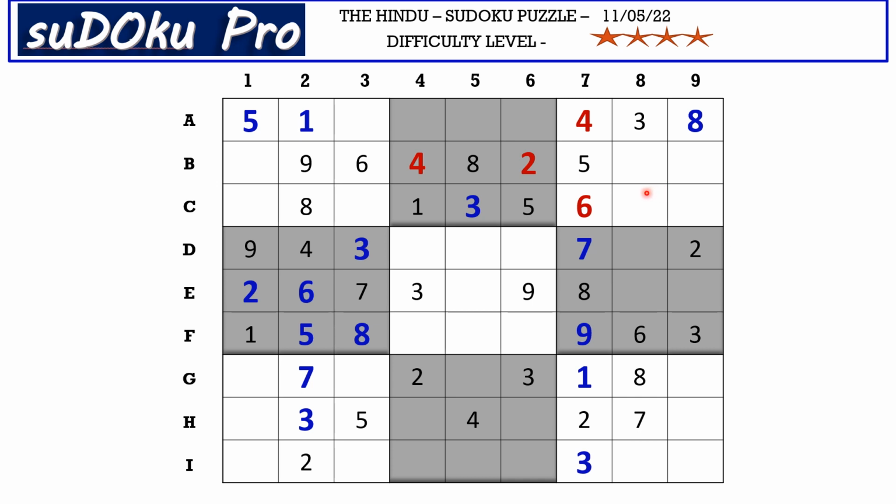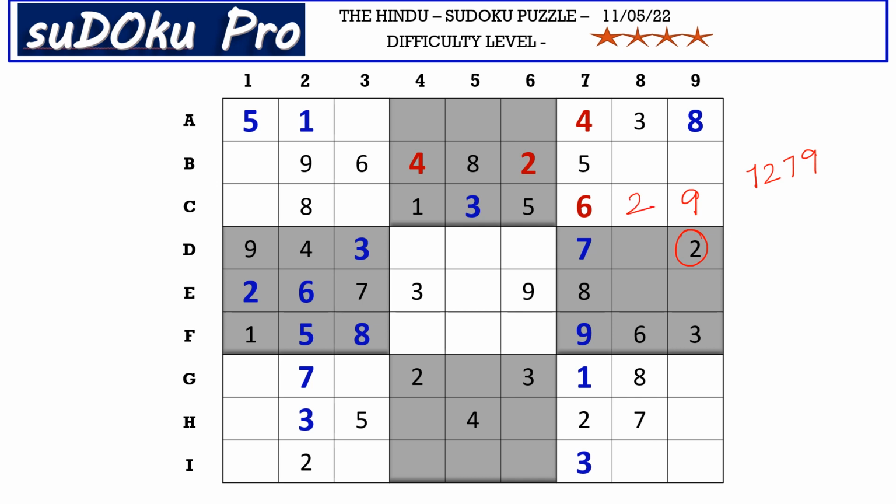Now, in this third block, there are only 4 empty cells. Whenever you have 4 empty cells like this, just find out what numbers are missing here. You miss 1, 2, 7 and 9. Now you have 2 and 9 here, which straight away blocks these two cells. That means 2 and 9 have to be only in these two cells. We have 2 blocking here, so C9 takes 9 and C8 takes 2.